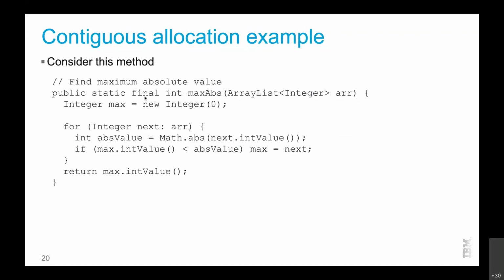Just to make it a little more concrete, consider this method where we've got something that's iterating over the entries in an array list that contains integer objects, and it's trying to find the maximum absolute value in that list. It starts off by constructing a max value that contains the integer 0. Then for each value in the array list, it checks whether the current max value is less than the absolute value of the next item in the array list. And if it is, then it updates max to refer to that new maximum.